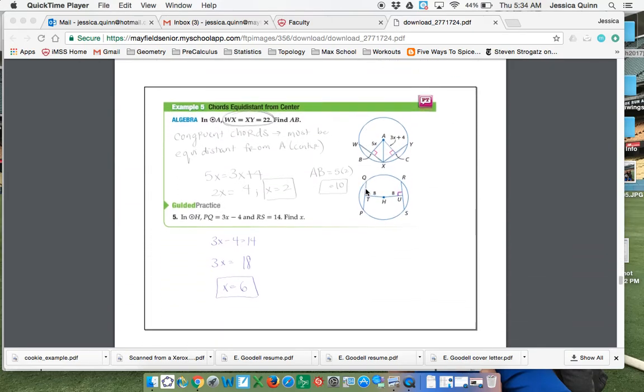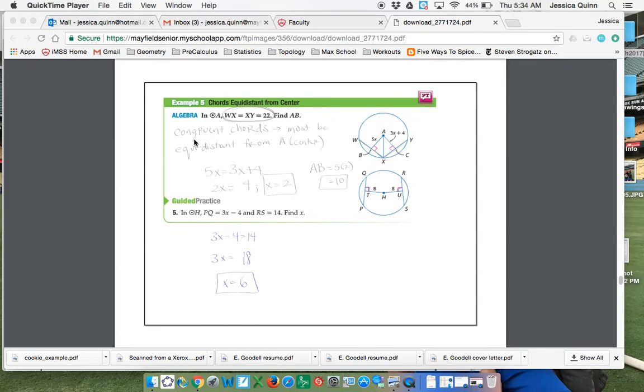So some examples for this, okay? It tells us that we have congruent chords. So what does that mean, right? It must mean that the two chords are equidistant from point A because that's the center of the circle. And we know it's the center of the circle because it was named circle A, okay? So what does that mean? It means 5x is equal to 3x plus 4. And then you go ahead and solve and you get x equals 2. The question asked you for the length of segment AB, and so we get 10.